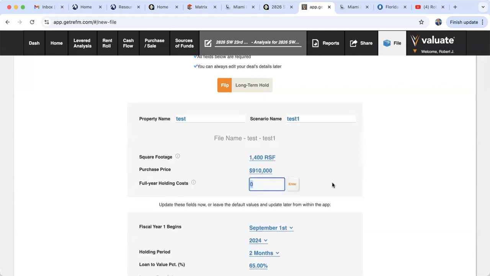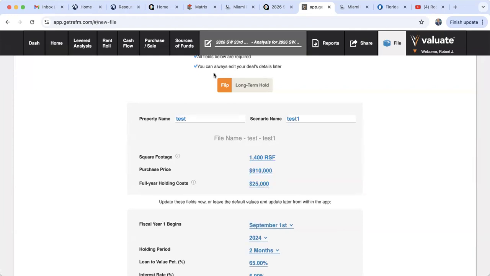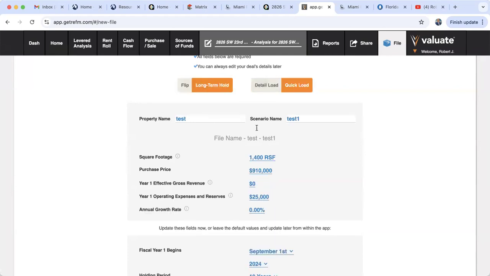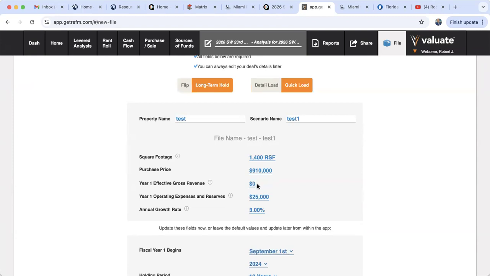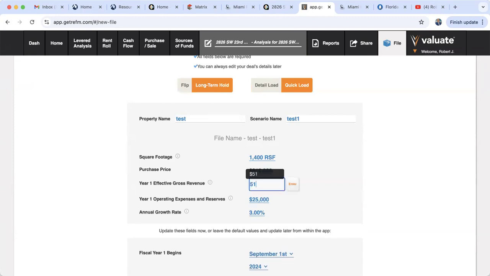Full year holding costs, we said it's gonna be somewhere around $25,000. Oh, sorry, we're doing flip, long-term hold. All right, so there you go. Operating expenses. So now this year's gonna be 3%. All right, gross revenue, we said it's $51,000.